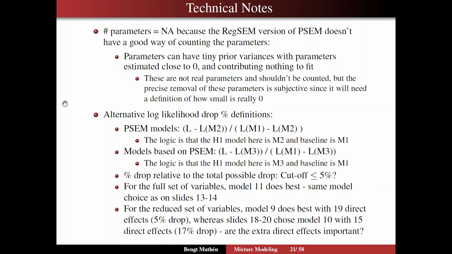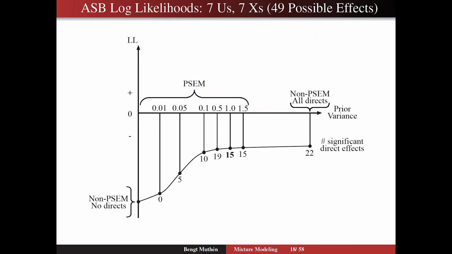That's one point. Another technical point is that you can come up with alternative log likelihood drop definitions. And here's one that is favored by Tiermer, where the denominator here is the difference between the model LM1, which has no direct effects, compared to the model with all direct effects. So if you go back to the slide on 18 here, we're talking about the model with no direct effects and the model with all direct effects.